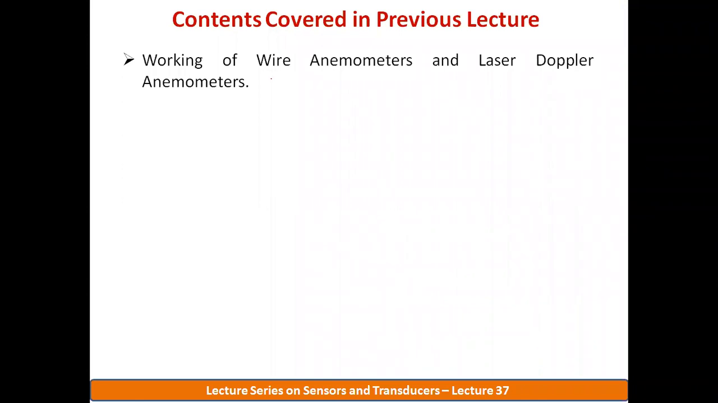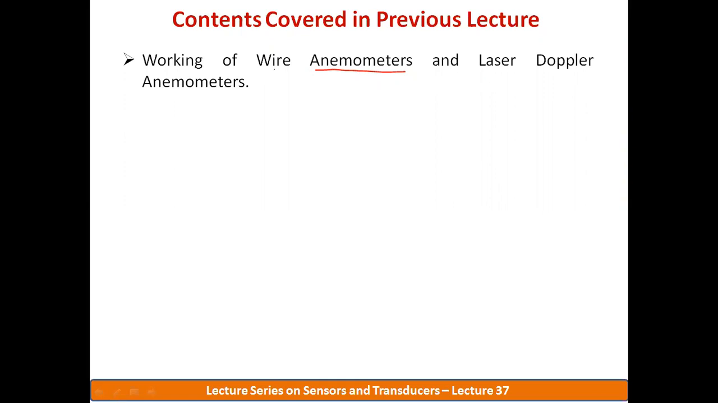So in the previous lecture, we studied two types of anemometers. An anemometer is an instrument used to measure the velocity of air, a fluid, or any gas. So these are basically flow measuring transducers, which measure the flow of a liquid or a gas. We studied two types of anemometers: one is the wire anemometer and another one is the laser Doppler anemometer.